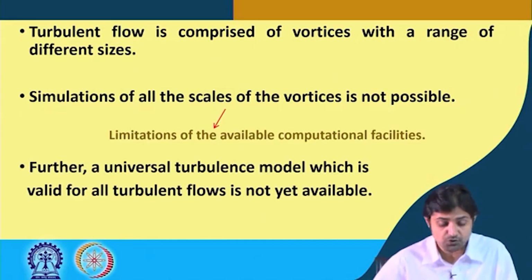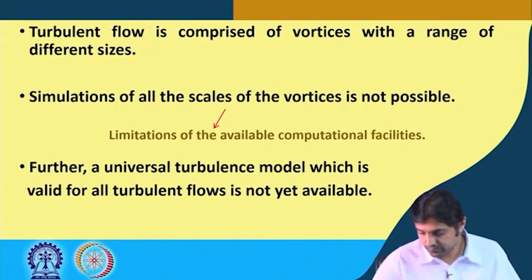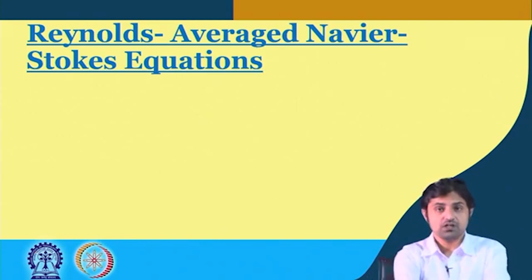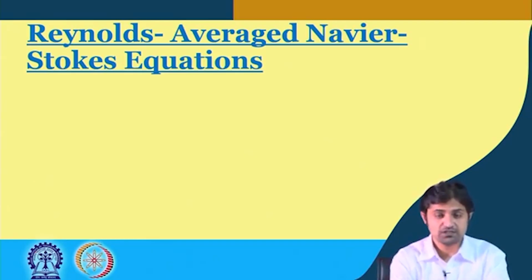Further, a universal turbulence model which is valid for all the turbulent flows is not yet available as well. So with this background, we come to one of the most important techniques to solve these Navier-Stokes equations, and this is called the Reynolds averaged Navier-Stokes equation. As the name indicates, what we do is we do the averaging of the Navier-Stokes equation. Reynolds, because Reynolds was the first scientist to do it.